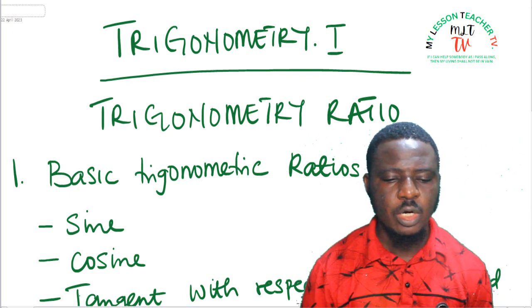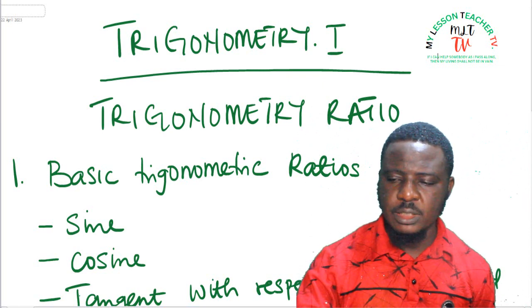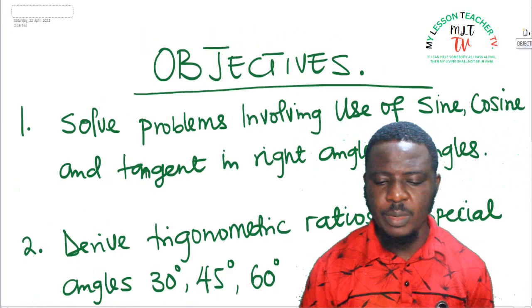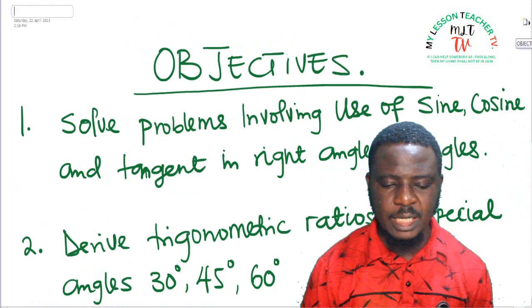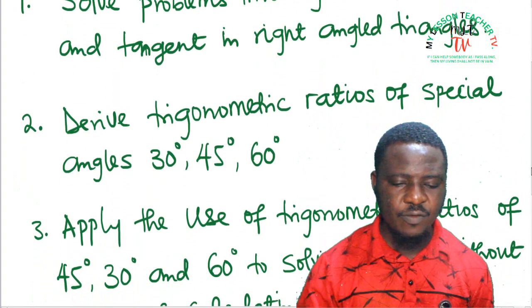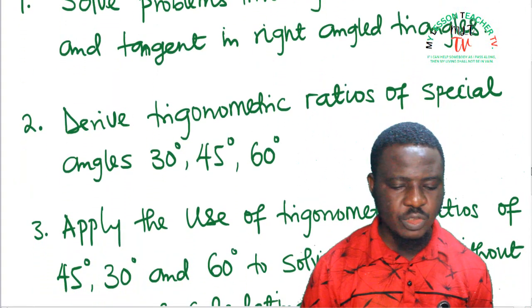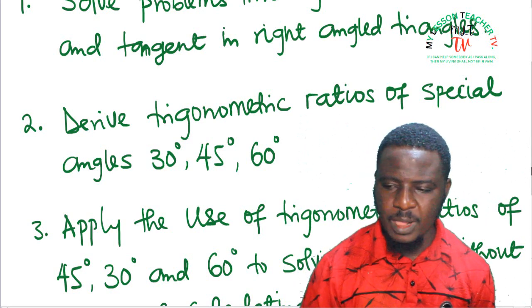In today's class, we shall be looking at trigonometry 1. At the end of today's class, learners should be able to solve problems involving use of sine, cosine, and tangent in right angled triangles, as well as to derive trigonometric ratios of special angles 30 degrees, 45 degrees, and 60 degrees.